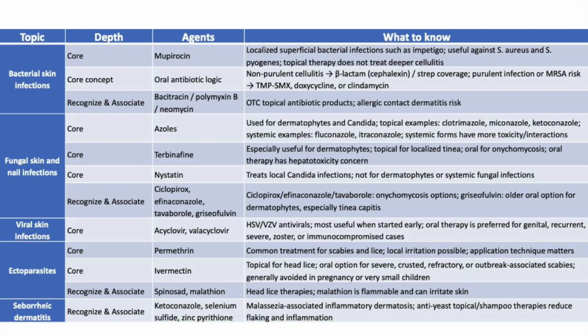Acyclovir and valacyclovir treat HSV and VZV, especially when started early. And then you have permethrin, which is a first-line treatment for scabies and lice, while ivermectin, read the lowercase I as an L, that's my bad, or uppercase I as an L, that's my bad. Ivermectin is useful for difficult or crusted scabies. And then you got seborrheic dermatitis, which is treated with anti-malassezia agents such as ketoconazole or selenium sulfide.